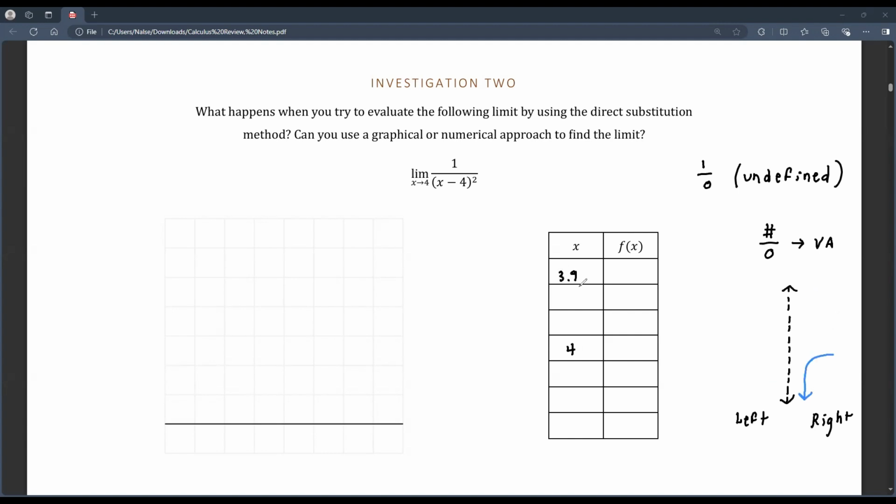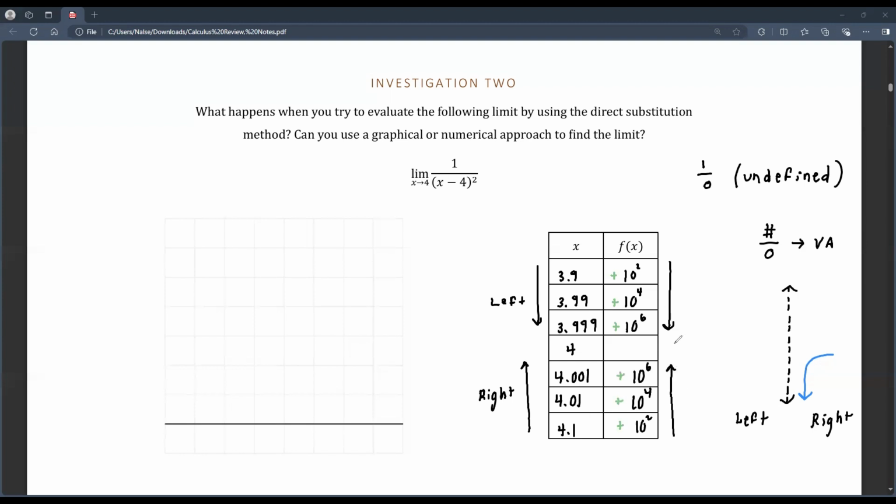With a chart of values leading to x equals 4, we can investigate the left and right-hand limits numerically to see if the two-sided limit exists. With these values of x that you now see in the chart, we see that the left-hand limit goes to infinity because the function values are getting more and more positive. The same is true for the right-hand limit. We now know that the limit goes to positive infinity.